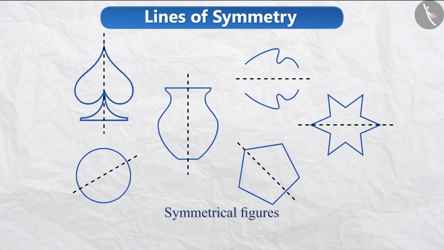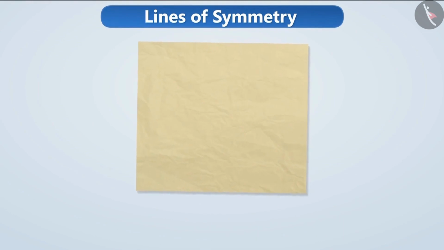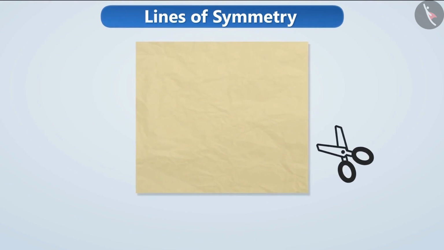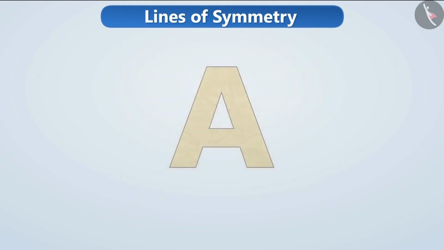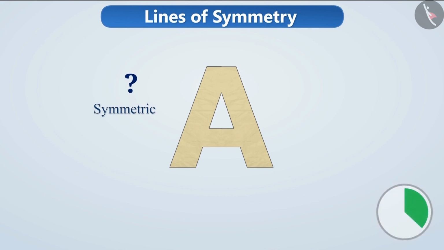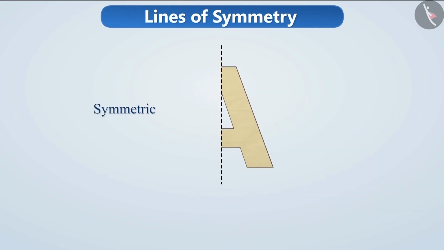Let's understand this with an activity. Take a piece of paper. Using scissors, cut the shape of the English alphabet A from it. Can you tell whether this figure is symmetric or not? Think for a while. Absolutely correct. If we keep the left half of it on the right half, then they are seen to overlap each other perfectly. This shows that they are reflections of each other. Therefore, we can say that the letter A is a symmetric letter.